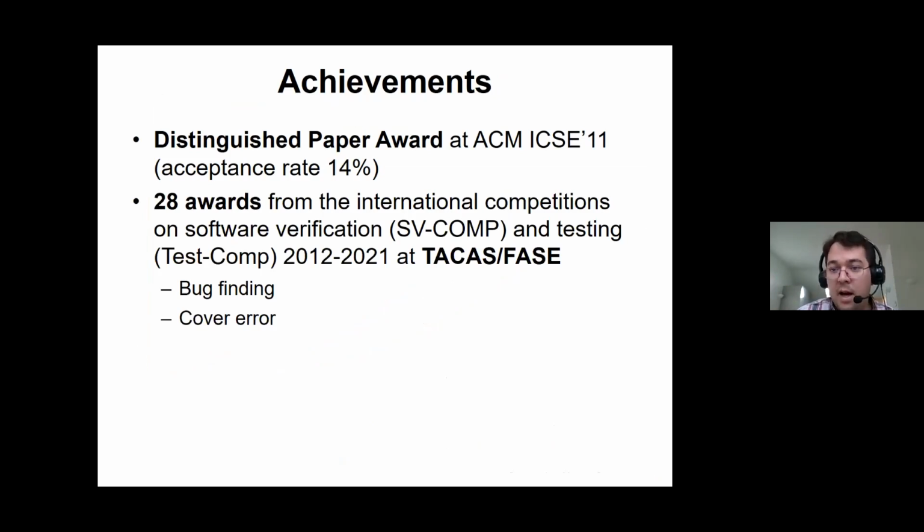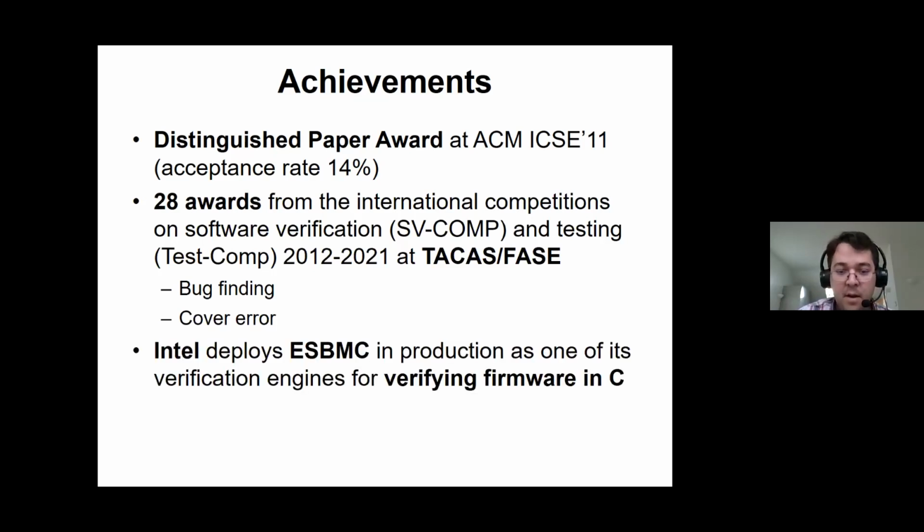So since 2012, with the first edition of the competition SV-COMP, we started participating, and in the last 2-3 years we also had Test-Comp, the software testing competition. Over those years, from 2012 to 2021, we accumulated 28 awards in those competitions, and our strength, I would say, is bug finding and cover error, okay?